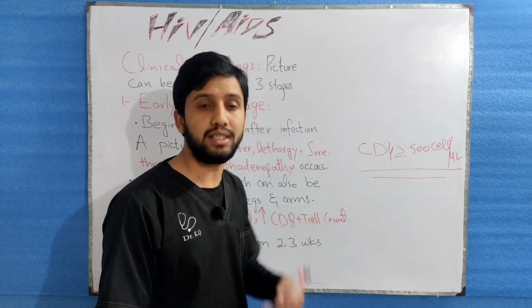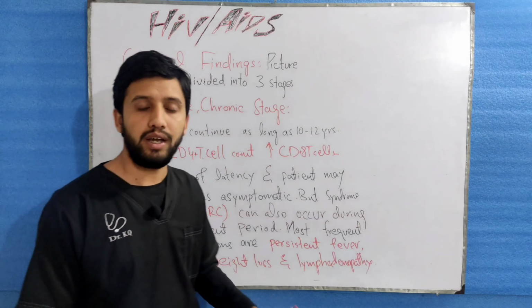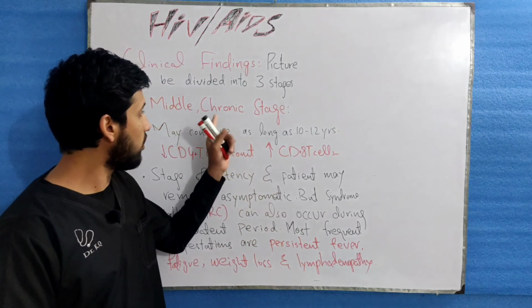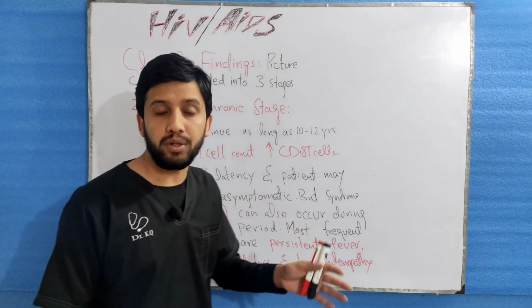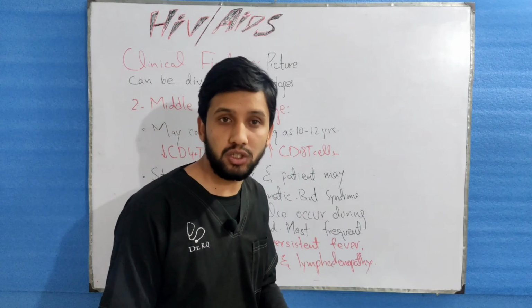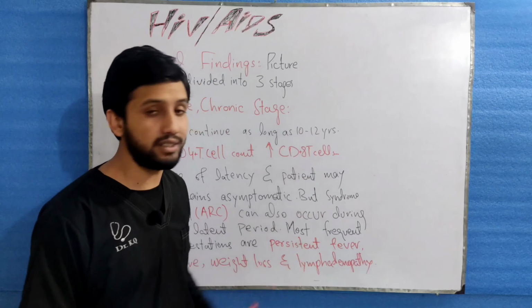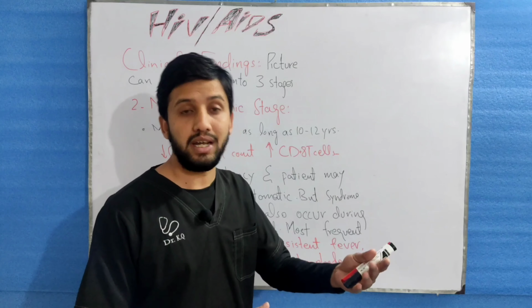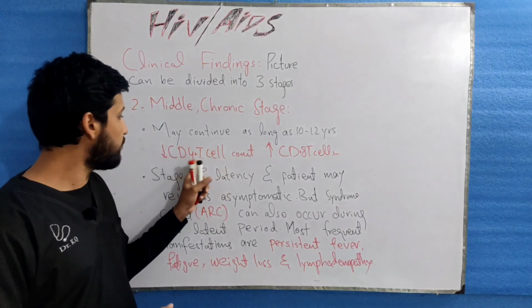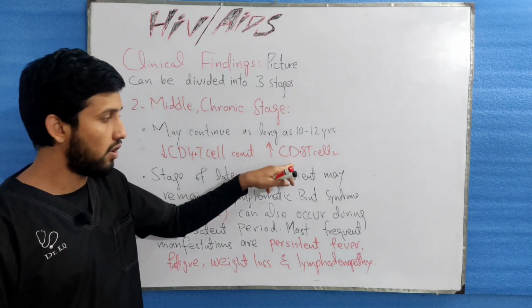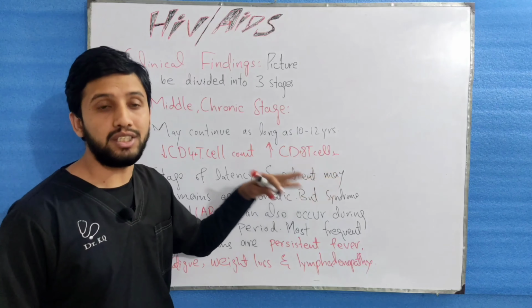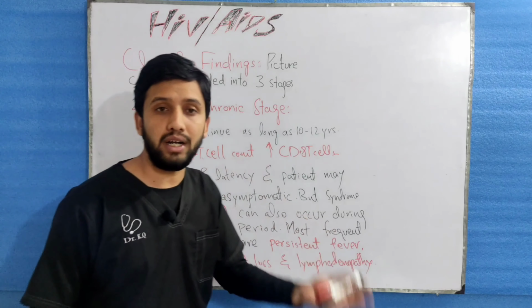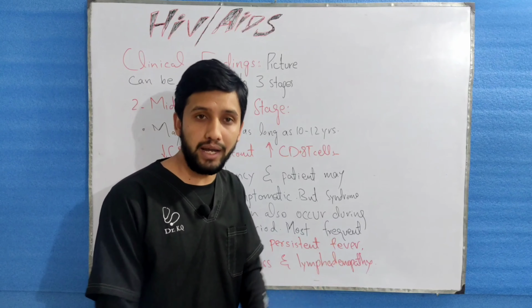Next we are going to discuss the middle chronic stage. Here is the second stage, which we call the middle or chronic stage. Depending upon the immune system, this stage can continue as long as 10 to 12 years. In this stage, the body is actually fighting against the virus, and there will be a decrease of CD4 T cells and a rise of CD8 T cells. These CD8 T cells are actually fighting against the HIV virus.